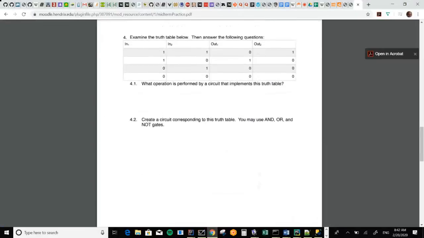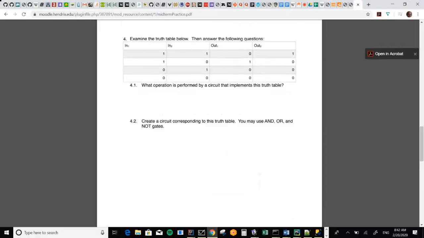Problem 4, examine the truth table below, then answer the following questions. Oh, sorry, Spencer. You have a question? Would you be expecting us to draw out a circuit? You don't have to. If you write it out in the HDL, that's absolutely fine with me. All I really care about is, do you understand how to combine the inputs to get the output? You can express it as a drawing, and that's great. You can express it directly in HDL, and that's also great. Great question.